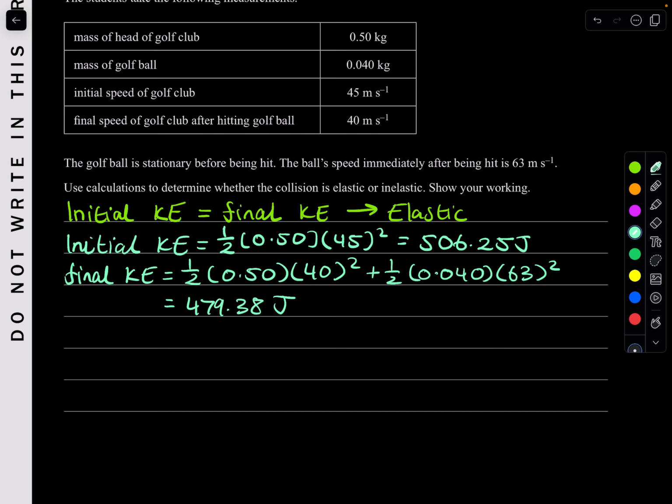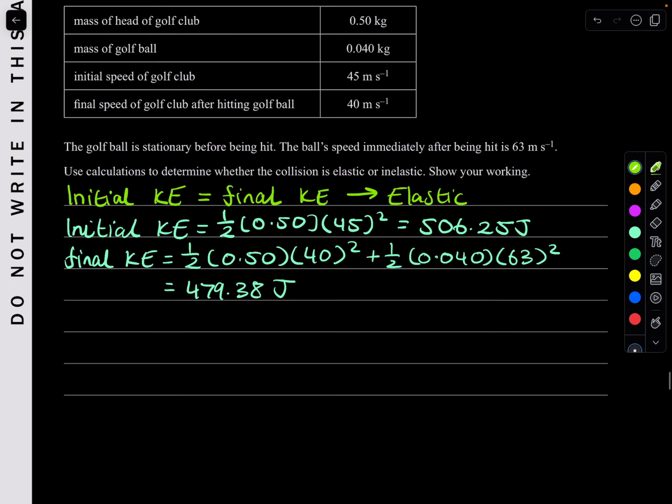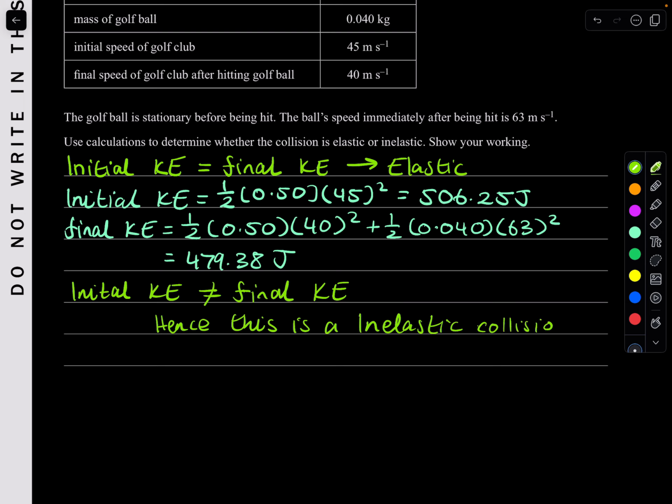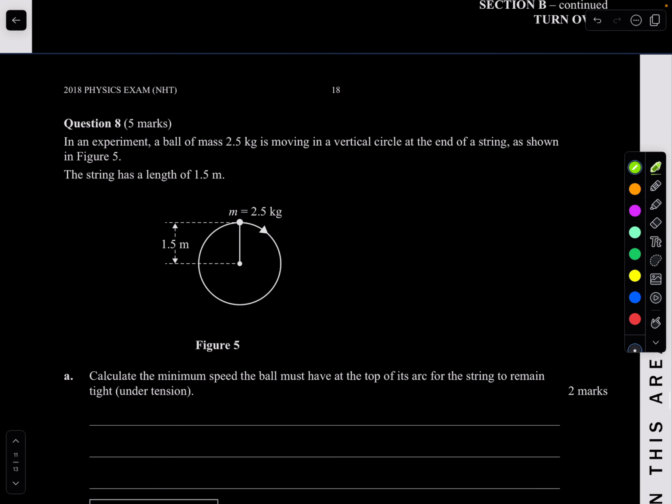This gives me 479.38 joules. Now, they're both not equal. The initial kinetic energy is actually not equal to your final. Hence, this is an inelastic collision. So, initial kinetic energy is not equal to your final kinetic energy. Hence, this is an inelastic collision. That's it. Beautiful.